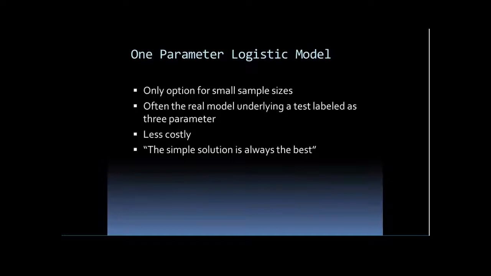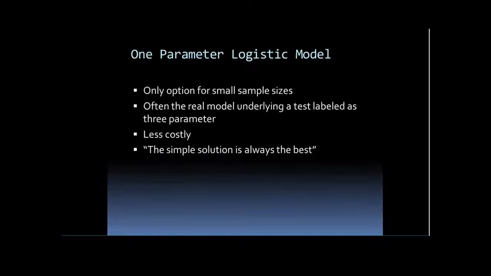Why do we like the one-parameter model? First of all, it's the only option for small sample sizes. So if you have a rare disease, or you have a small population you're dealing with creating a test for, this is the only model that will work. The other models we're going to talk about require quite a few more subjects.